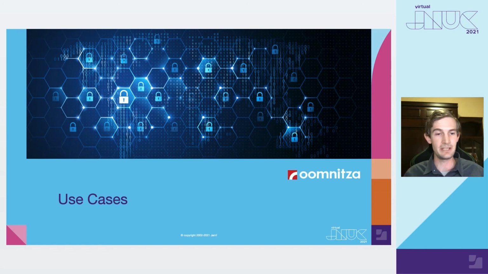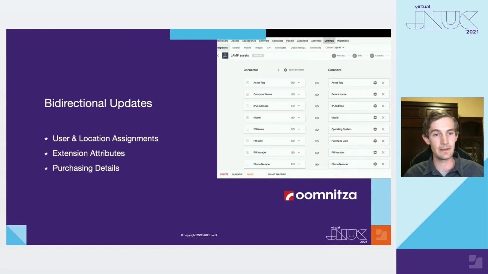With workflows and APIs, there are a large number of exciting use cases that we can support with Jamf's REST APIs. One major use case is around bidirectional updates. As we already covered, Umnitza is fully capable of receiving and ingesting all of your assets and mobile devices for your Apple devices. However, in many cases, we want to push updates from Umnitza back into Jamf.